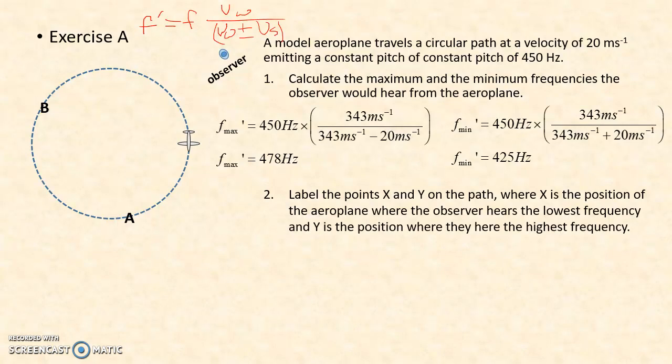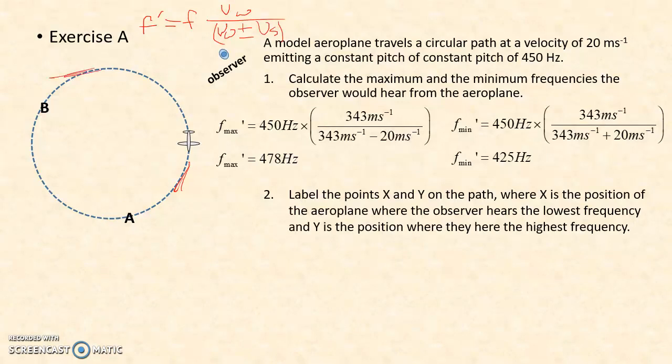Second question: label the points X and Y on the path. So here we're identifying the position. X is the position where the observer hears the lowest frequency. So lowest, remember, is when the aeroplane is moving away from the observer. So we need to look at the observer and look at which part of the path is tangent to the observer. So we've got two tangents, this one here to the observer, and we've also got here.